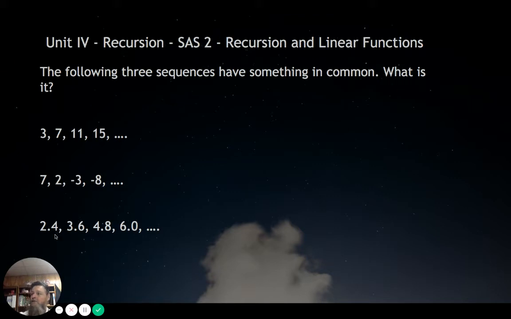In the last sequence, 2.4, 3.6, 4.8, and 6.0, what we're doing here, it looks like we're adding, it's not an integer, it's a number that's got a decimal attached to it. 2.4, 3.6, 4.8, 6.0. We're adding 1.2 to 2.4 to get 3.6. And I think we're adding 1.2 to 3.6 to get 4.8, 1.2 to 4.8 to get 6.0. So the next number in the sequence would be 6.0 plus 1.2, or 7.2.